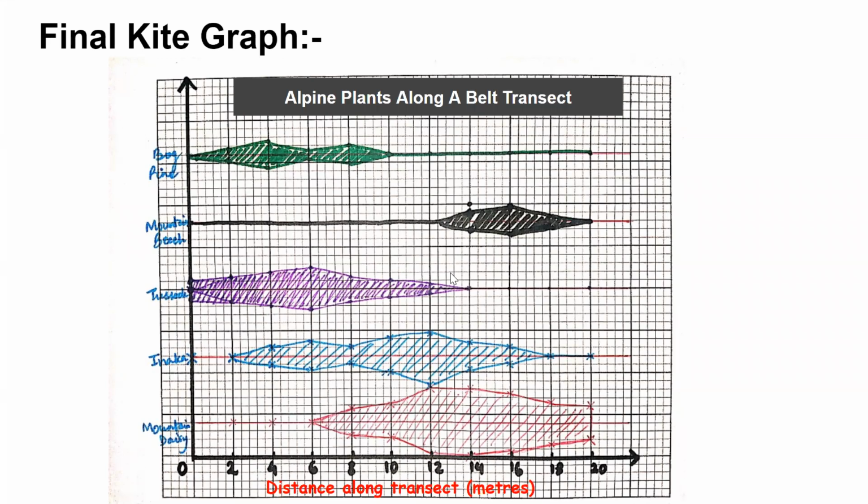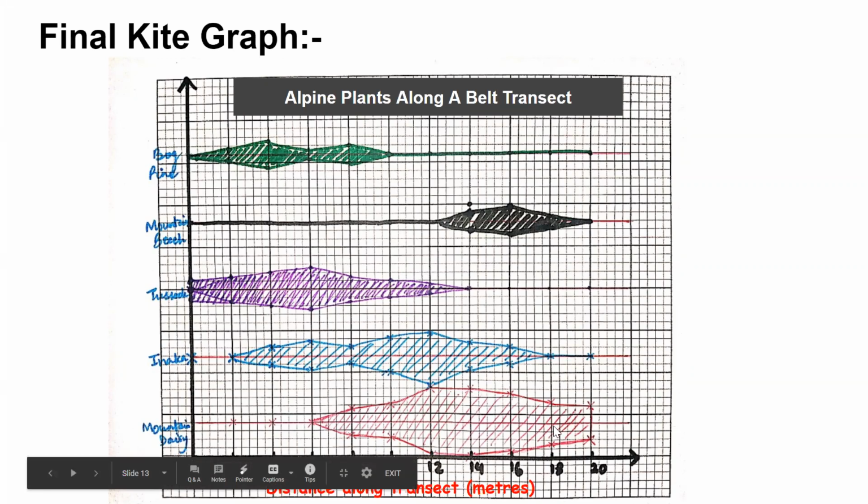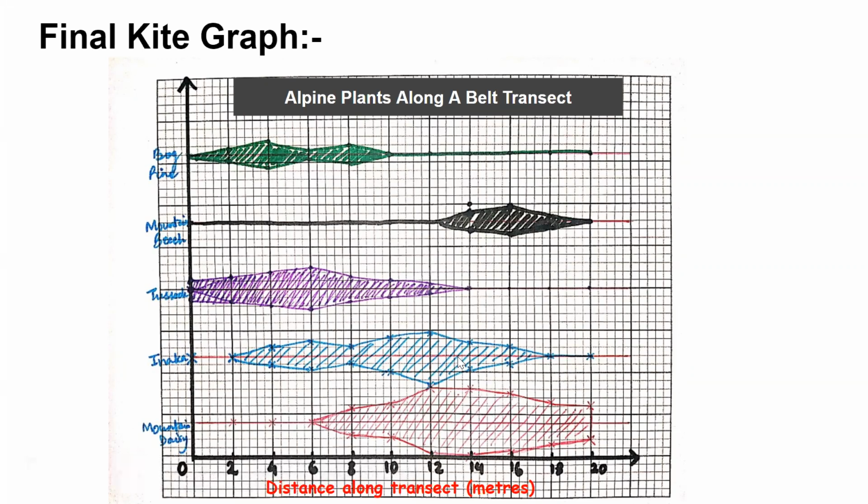In this case, you can compare the population of bog pine and its distribution along the transect within itself, within the transect only. You can also compare bog pine's population with mountain beech population distribution, and with Tussock's distribution, and with Inaka and mountain daisy. So overall, looking at this kite diagram, you can tell that mountain daisies are more widespread than any other species, looking at the thickness or the height of the kite diagram. But looking at the length of the kite diagram, you can tell which species is more widespread or more frequent. You can see them more frequently.